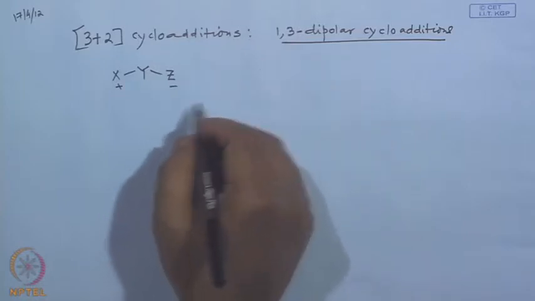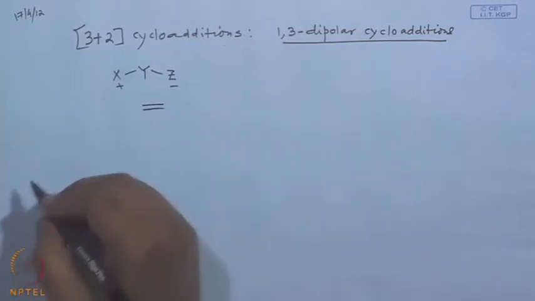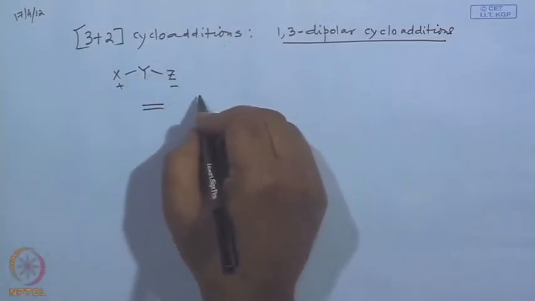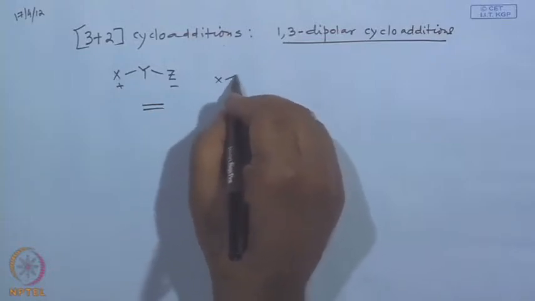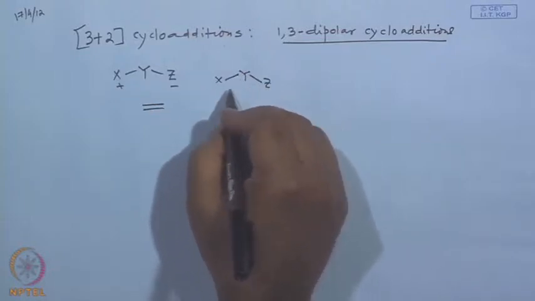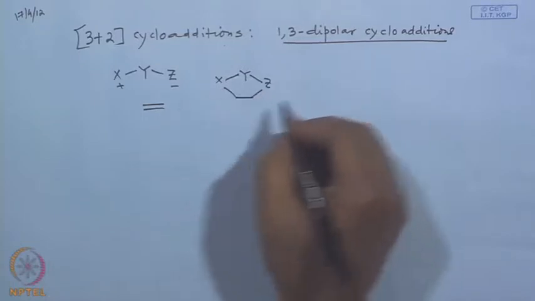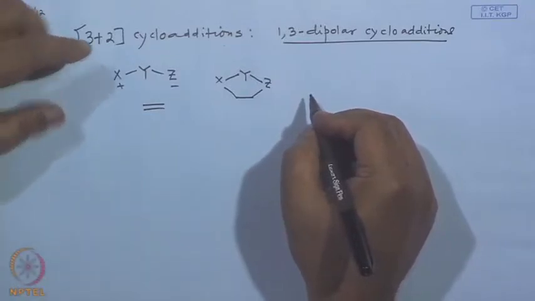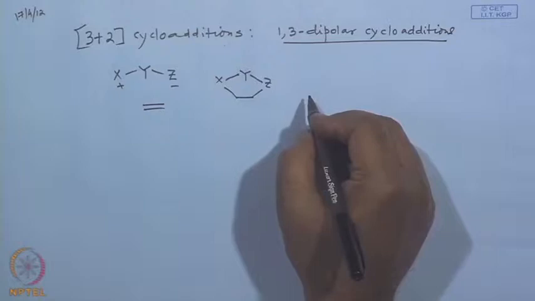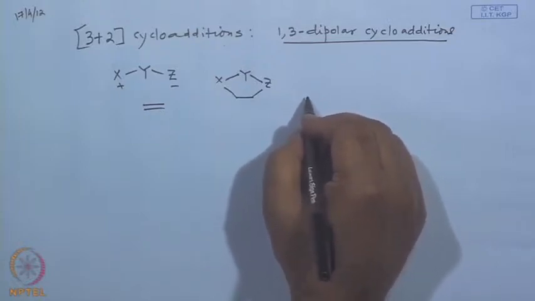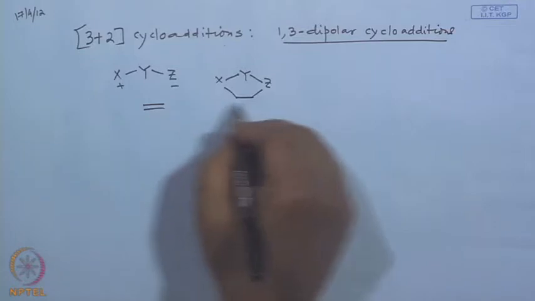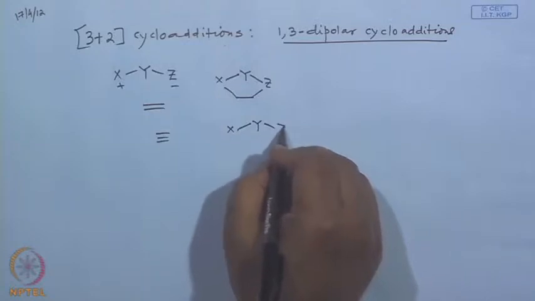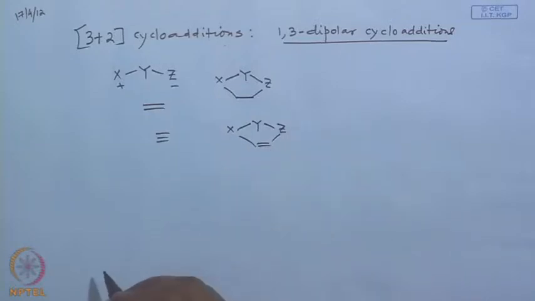And all of you understand that this sort of molecule can react with an olefin. And so obviously what you will find after the reaction is a 5-membered ring system. So that means 3+2 cycloaddition reactions are exclusively for 5-membered rings. And there are other reacting partners. If they react with a triple bond, with x, y and z, then you will have a double bonded compound.